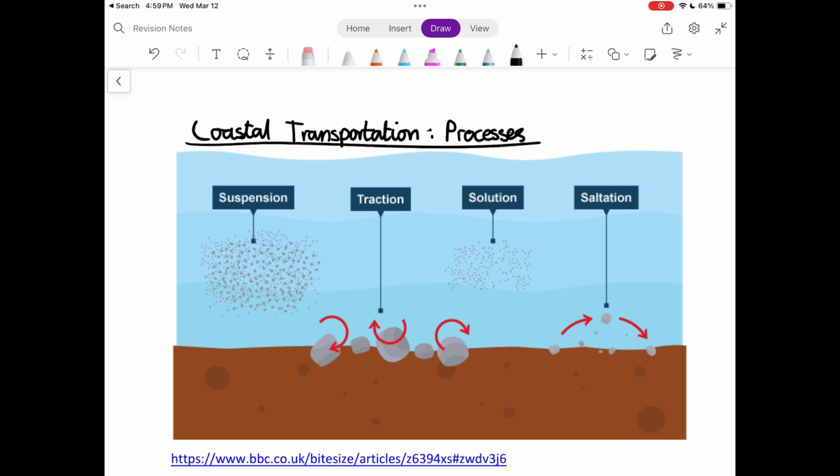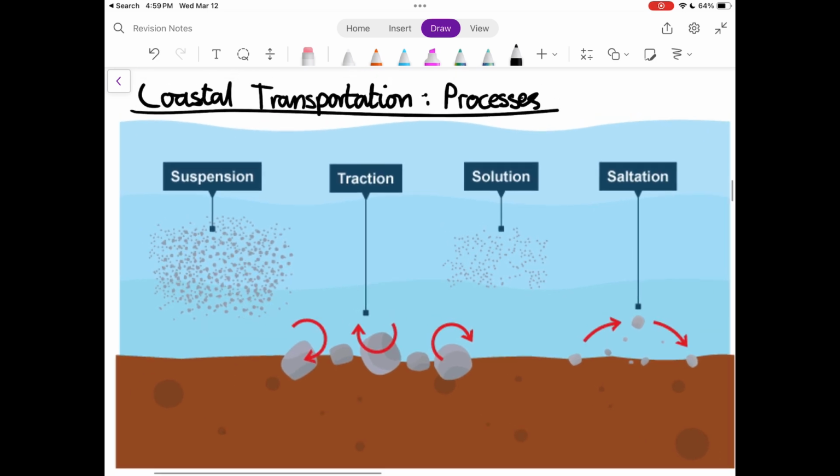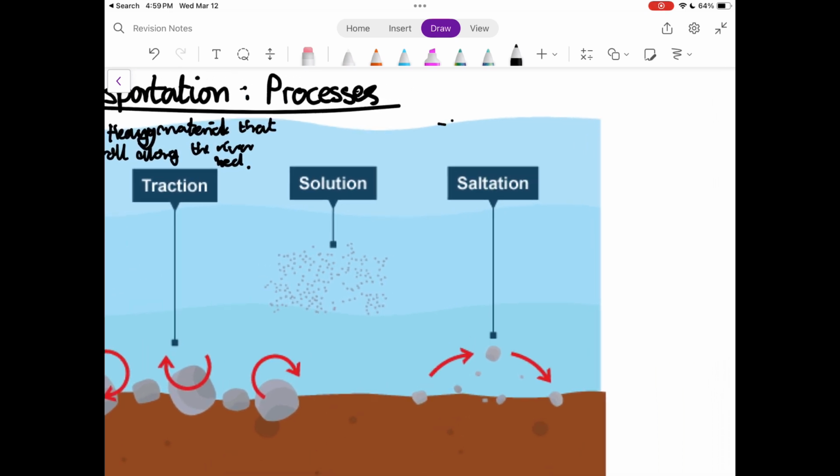So the first one we're going to be looking at is traction. So this is heavy material that roll along the river bed. The next is saltation. So this is when smaller material bounce along the sea floor.